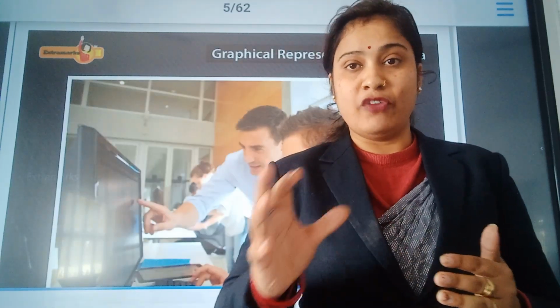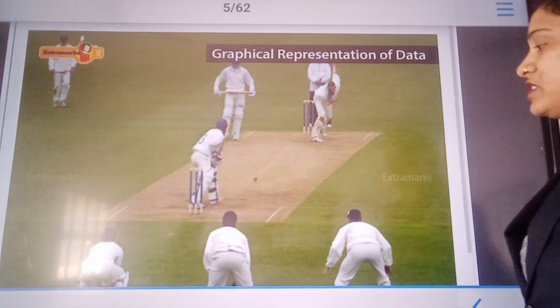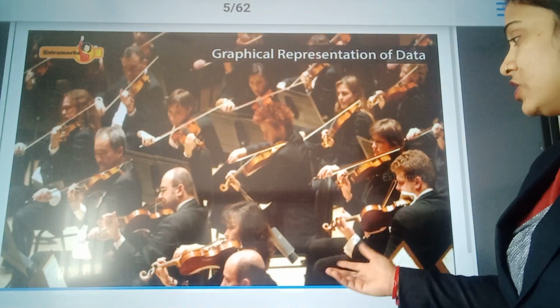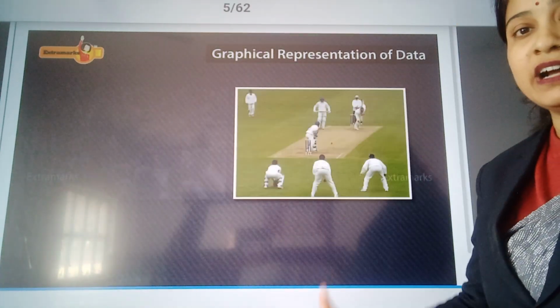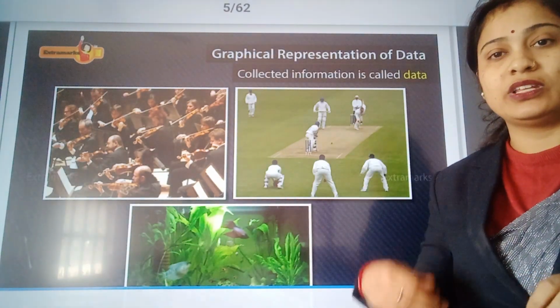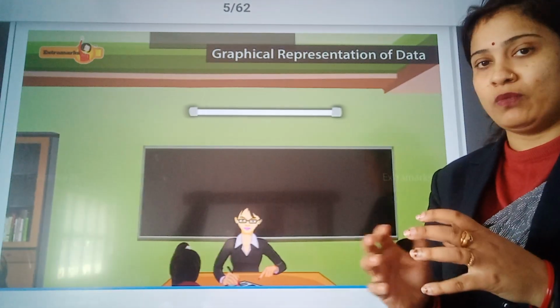If I ask you what is a bar graph, I already told you the meaning: whenever data is to be represented graphically or visually, we consider it in the form of a bar graph. Here are some examples of the graphical representation of data: the number of cricketers playing, the number of musicians playing, and the number of butterflies in a garden. The record of all these numbers gives you the numerical form of data.